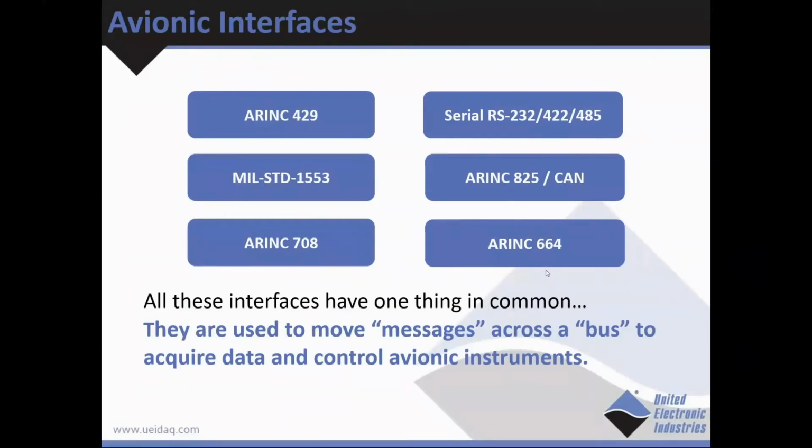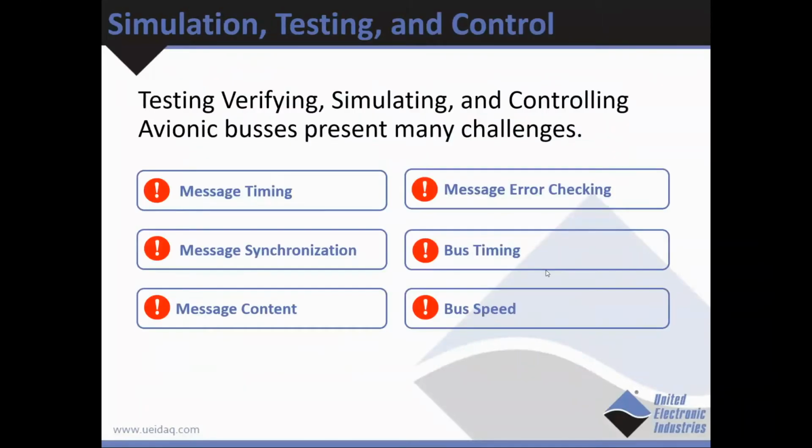ARINC-429, MIL Standard 1553, ARINC-825, ARINC-664, AFDX, ARINC-708, CSDB, ASCB. There are so many, and all these interfaces have one thing in common. They are used to move messages across a bus to acquire data and control avionic instruments. Testing, verifying, simulating, and controlling avionic buses present many challenges. Message timing, message error checking, message content, message synchronization, bus timing, bus speed, and more. We will be reviewing these methods and more to control and verify avionic equipment.